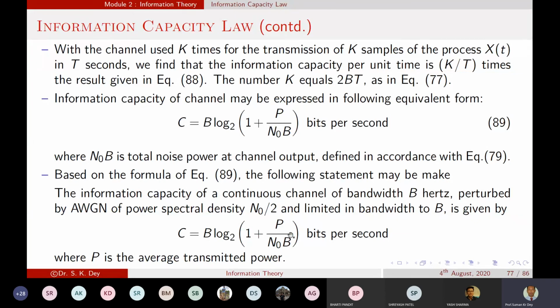So what is this whole term, P by N0 B? Signal power by noise power is the signal to noise ratio, SNR. In some books you will find the expression for the information capacity of a channel as C equals B log base 2 of (1 plus SNR) bits per second.